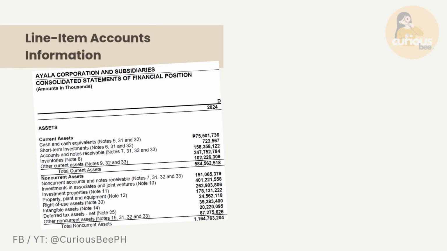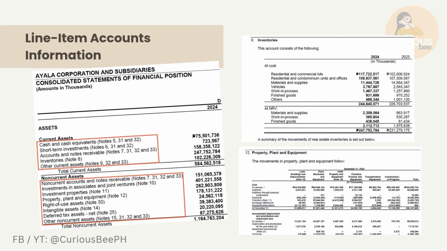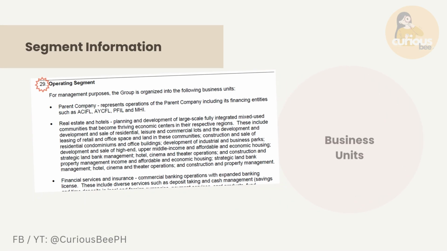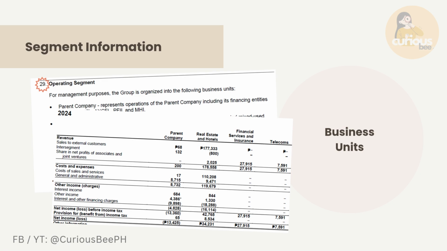Accounting policies and assumptions are principles, rules, and practices that the company uses to prepare and present its financial statements. Line item accounts information, which explains how statement line items were computed and valued. This is where most of the note references you see on the statements will take you. For example, in the balance sheet, the note reference for inventories is number 8, which means details to inventories can be found in note number 8. Likewise, details to PPE are found in note number 12. Segment information, which details the company's reporting business units. Segments are how the company organizes its operations for the purpose of making decisions and evaluating its performance.